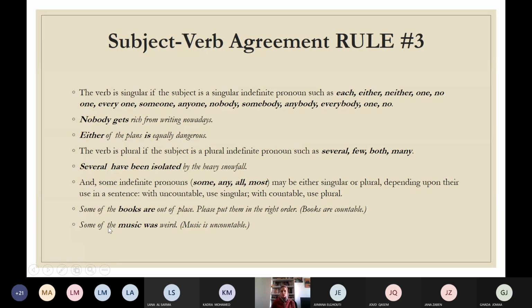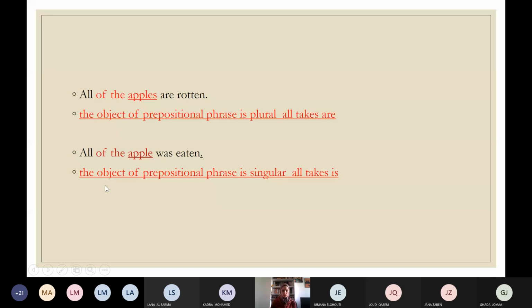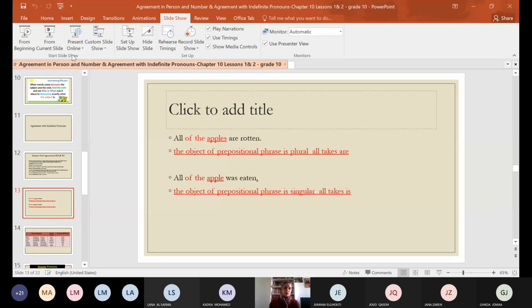When I look at the prepositional phrase, I just want the object of the prepositional phrase to determine if some will be plural or singular in this case, because all, none, any, more, most, some are sometimes singular, sometimes plural, depending on the object of the preposition. Here I will write it for you in a separate slide.